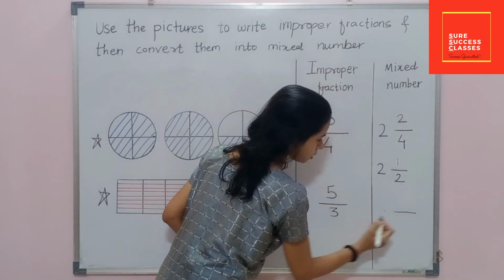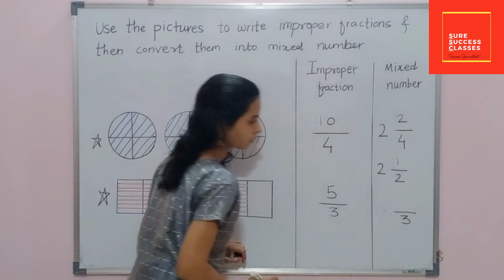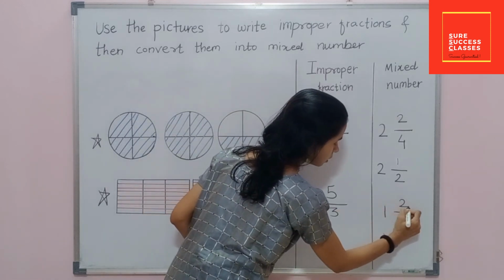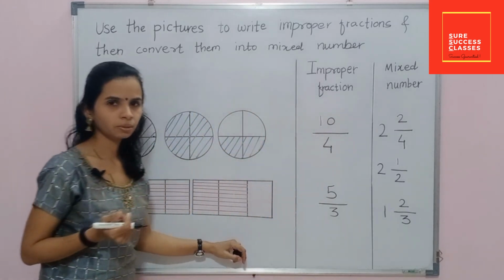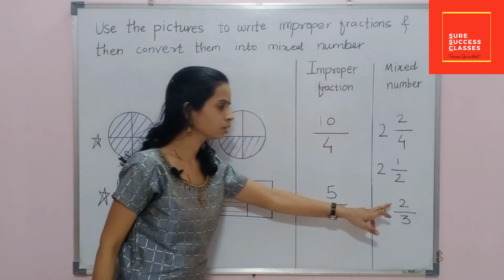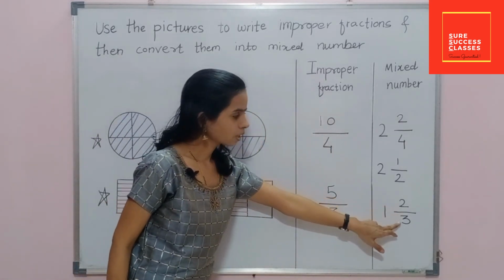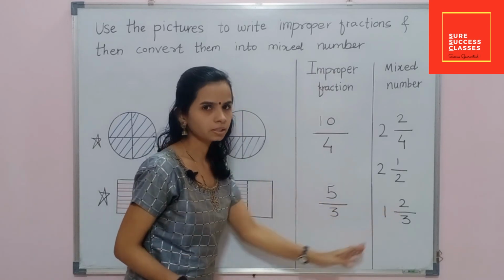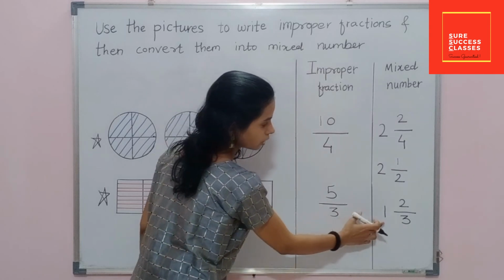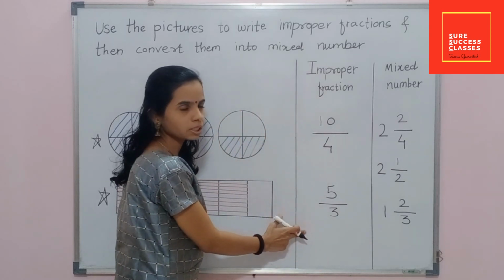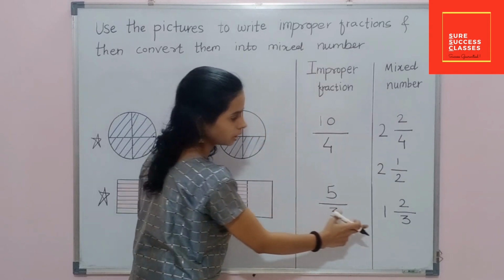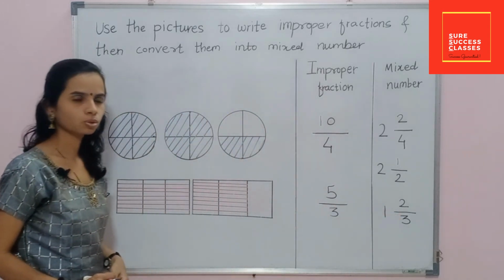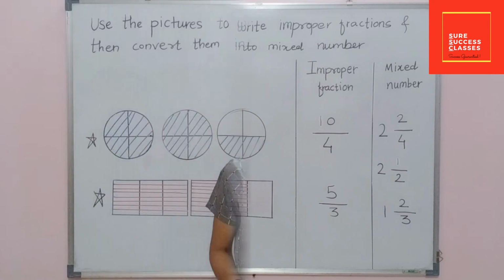3 ones are 3 and 2 will be remainder. So remainder we will write as above the denominator and whole part is quotient. So here mixed number for this improper fraction is whole part 1, 2 by 3. So in this way we can solve such type of questions.